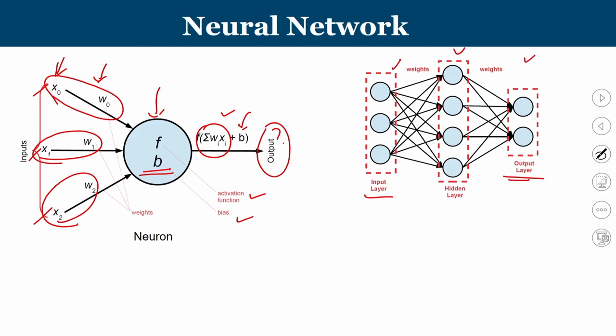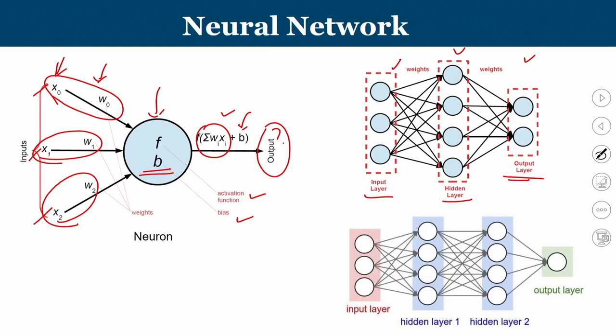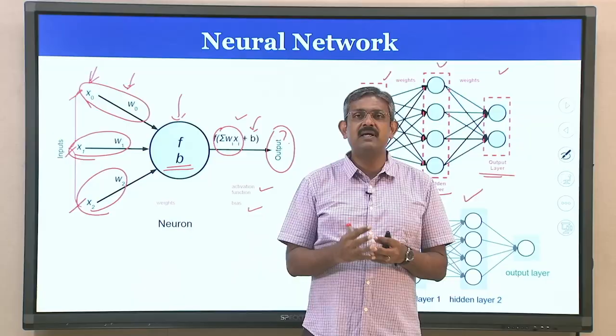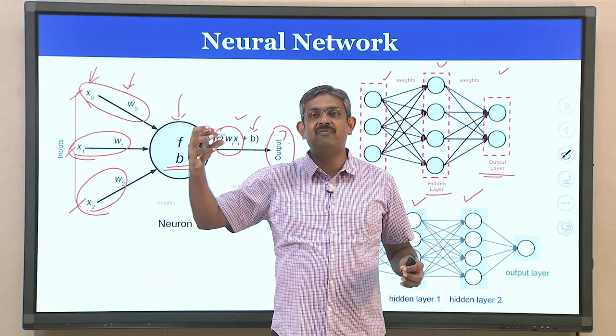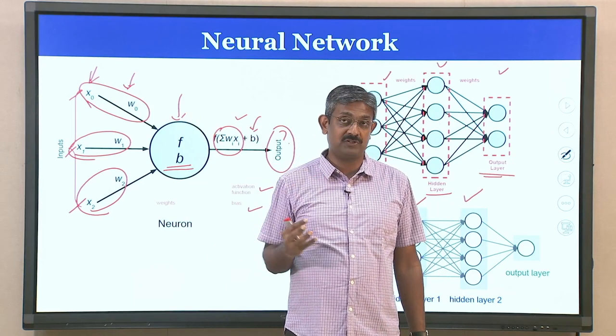Then there is an output layer which will produce the output, and in between you have the hidden layer. You can see that the neurons are connected and the weights are typically there on the edges that connect one neuron to another. There can be designs which consist of multiple hidden layers. In this case, this is a design with two hidden layers, hidden layer 1 and hidden layer 2. So in short, your neural network is a set of connected neurons.